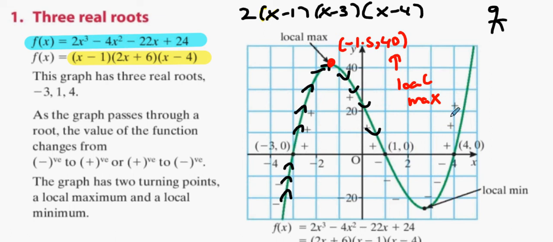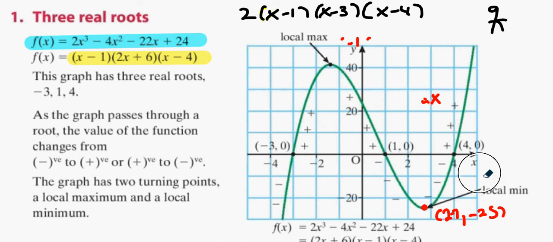What's the local min, roughly? We'll just call it minus 25, let's say. Are we cool with that? And then if we're asked for the actual point, it'll be something like 2.7 and minus 25. Is that okay?